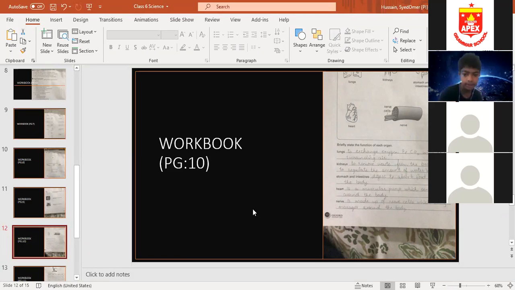To breathe. Yes. So write down its function. Write down, hurry up, in front of lungs as it is written over here. To exchange oxygen and carbon dioxide with the surrounding air. Okay? To exchange oxygen and carbon dioxide with the surrounding air.